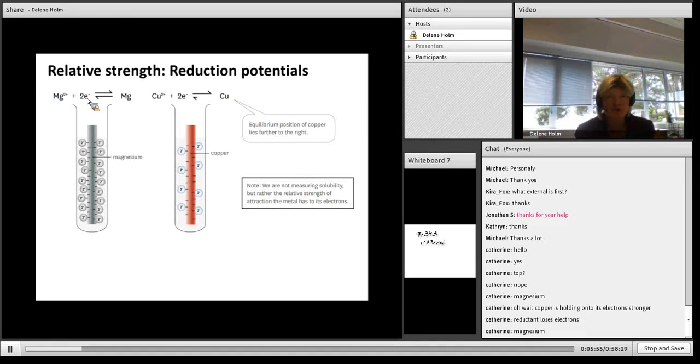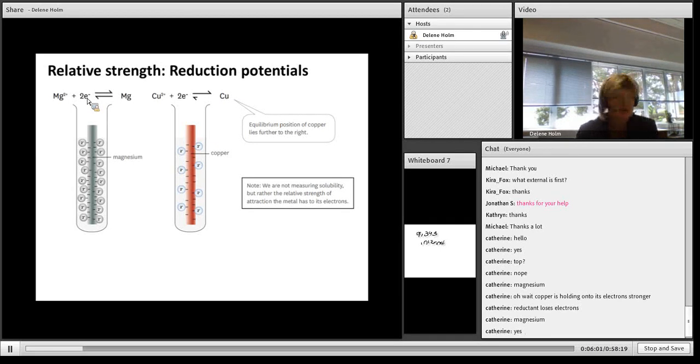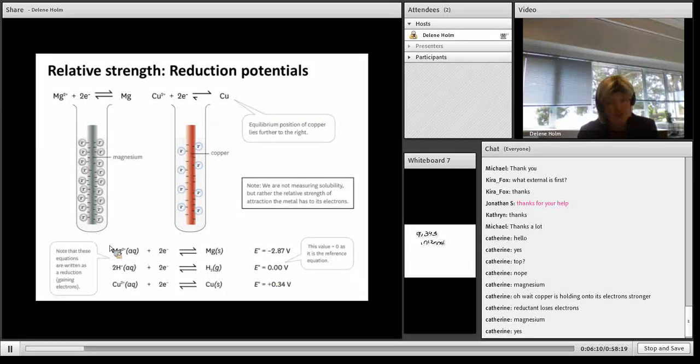By stronger, it's a chemical term we use where it's more likely to do something. Okay. So this is where we get those ideas of reductant and oxidant from, and we can measure these. I'll explain how we get these measurements later, but if we write these equations down, notice we've called them reduction potentials because they are always written as a reduction.